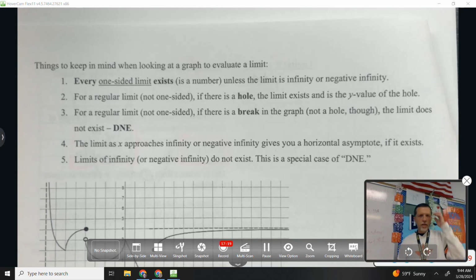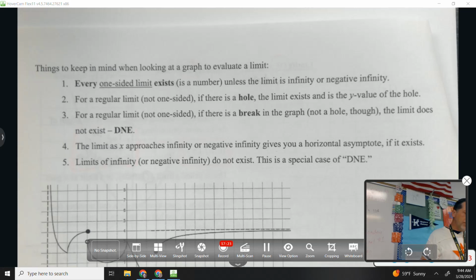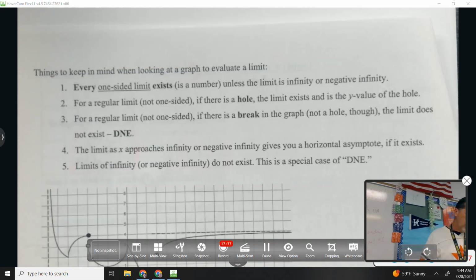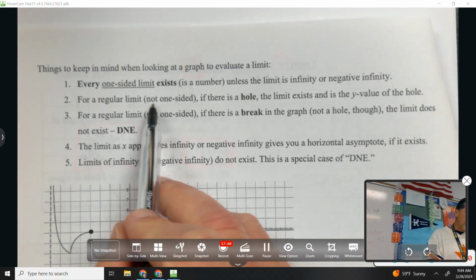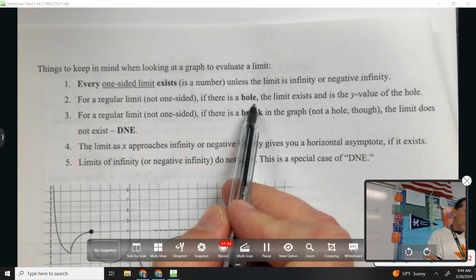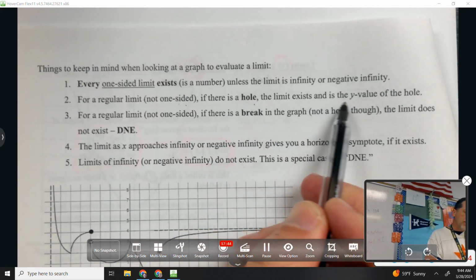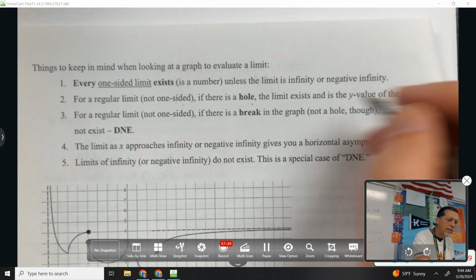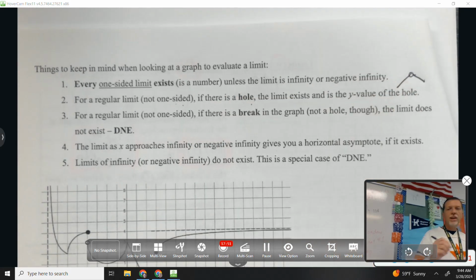Okay, some summary comments here. Every one-sided limit exists unless the limit is infinity or negative infinity. So for one-sided limits, you always can have an answer. Your answer might be infinity or negative infinity. For a regular limit, meaning thinking about both sides, if there's a hole, the limit exists and is the y value of the hole. We saw that already, so this isn't new information. This is supposed to be a summary of things we already saw.